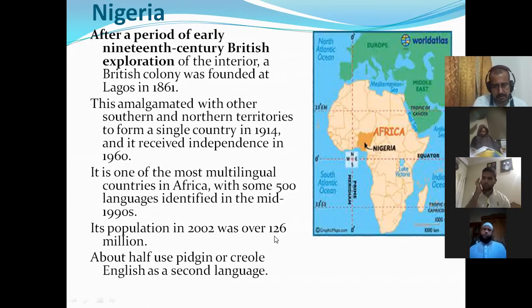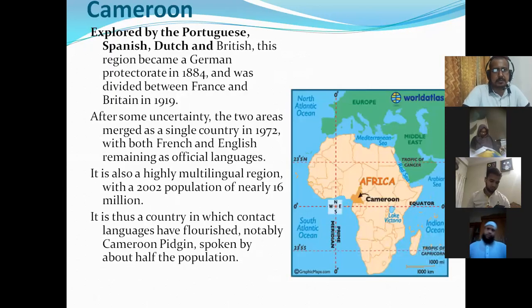So its population in 2002 was over 126 million, and about half of them use Pidgin or Creole English as a second language. So in Nigeria, nearly 12 or 13 crore people had been living in 2002, and it is a multilingual country. Nearly 500 languages are used in this country. However, English is the language of their communication. Half of the population use English language as their communication.